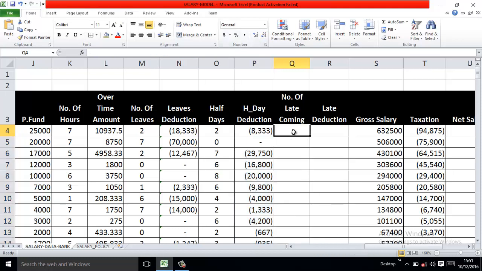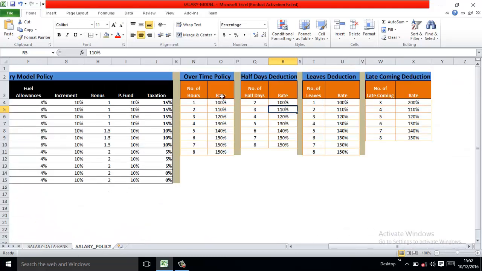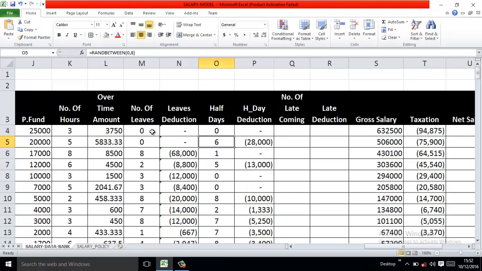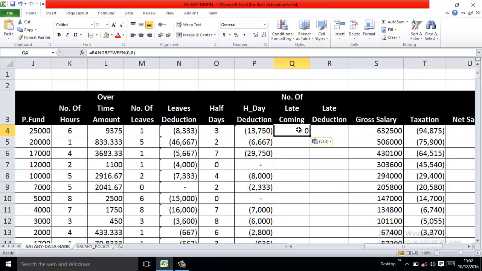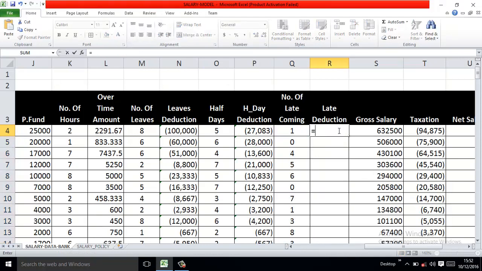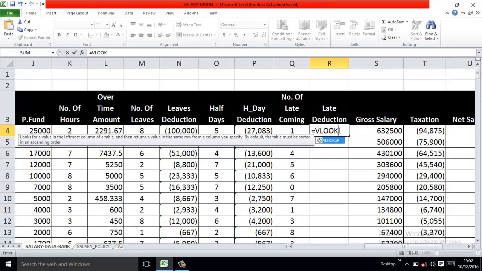We got it. Here we go to calculate the amount for the late coming. The policy given to us for the late coming is this, that on 3 late comings 1 day salary deduction, which means 2 late comings are allowed, and if more than 3, 10% additional, 120% additional and so on. Then again I'm generating data using the formula RANDBETWEEN like this. Okay, and then we go to calculate the amount for the late deduction using the same formula, that's lookup.